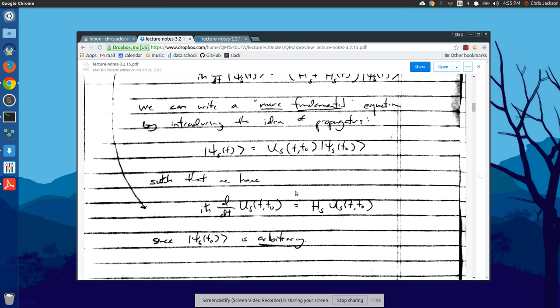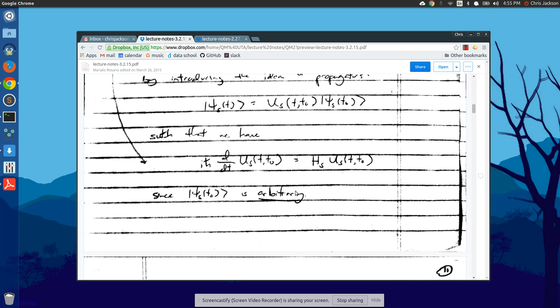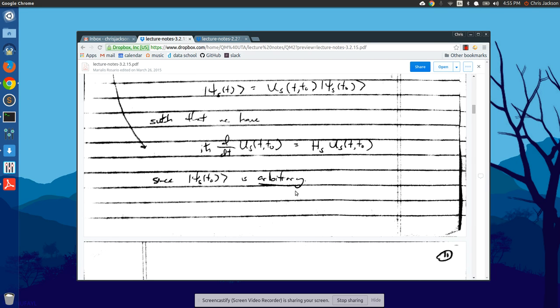And this allows us to, again, solve for the time evolution operator, and then if we want some state at some later time t, we don't have to solve the time-dependent Schrodinger equation for the wave function. We can just apply our time evolution operator given the initial state.